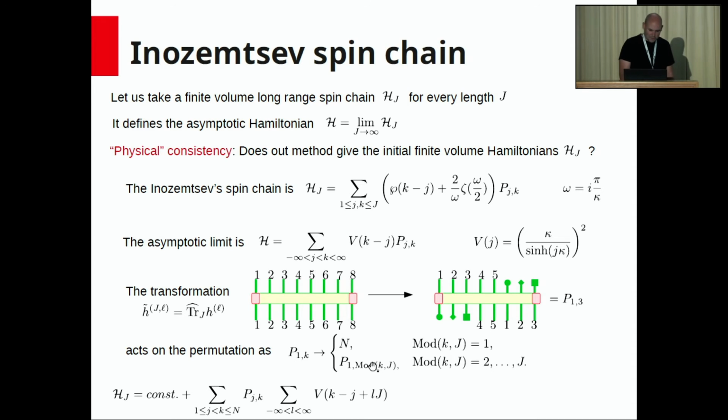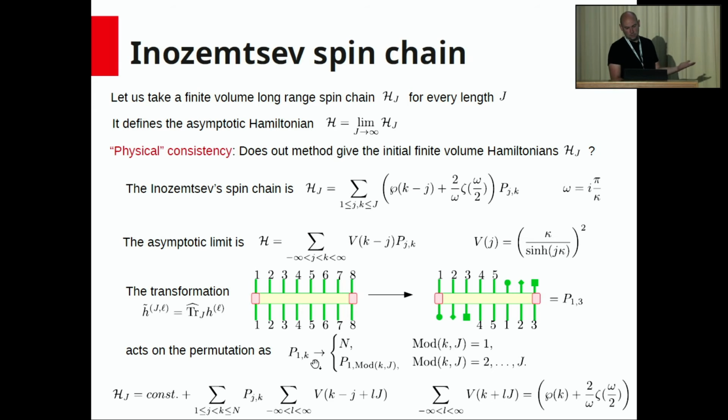Substituting this result into our formula for the finite volume Hamiltonian, we obtain that the Hamiltonian is a constant plus a sum of permutations times an infinite sum. And we can do this summation, since the closed form is known for this summation, which is exactly the potential of the original Inozemtsev spin chain.